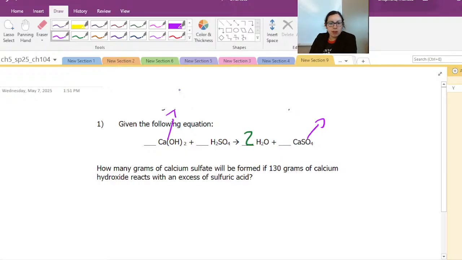Let's start with calcium hydroxide. What do people get for the molecular weight? 74.1 grams per mole. That sounds good. Is that what other people got roughly? So yes, excellent. And then calcium sulfate, what do we get?